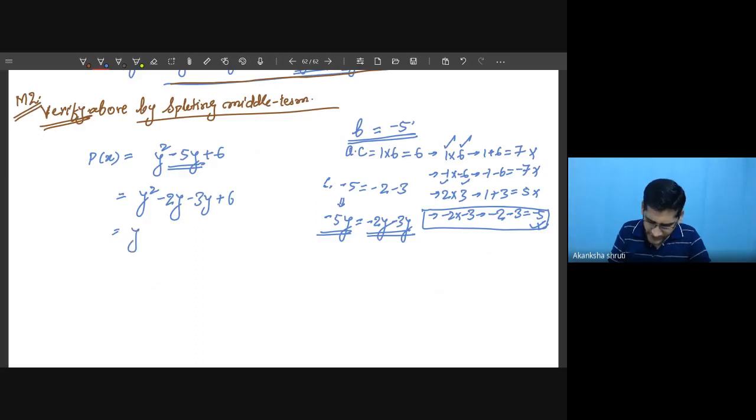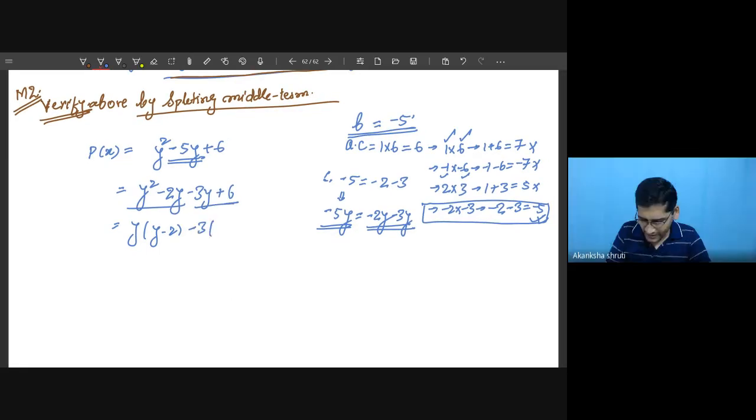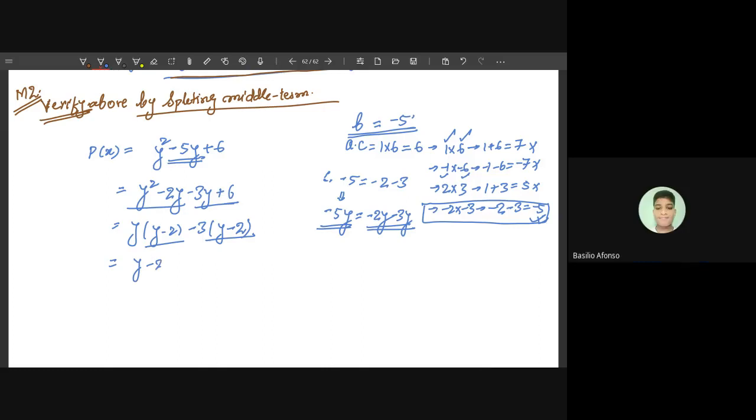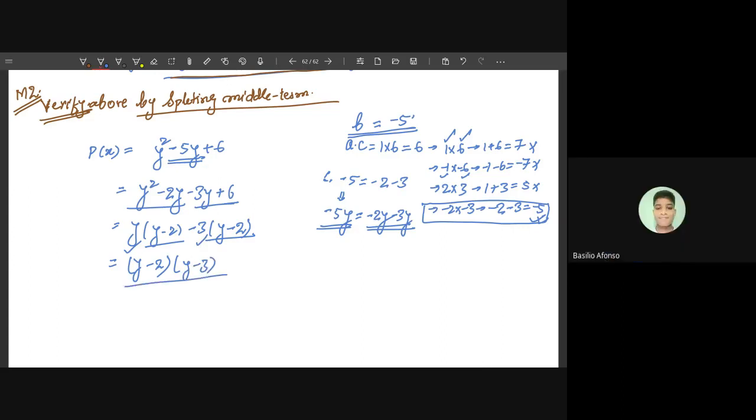Now take the common factor from the first two terms: y into (y minus 2). And from the next two, minus 3 is common, so minus 3 into (y minus 2), because the minus sign is taken out before the bracket, so the internal signs will be reversed. So it becomes minus 3y plus 6 equals minus 3 into (y minus 2), and only 2 will be left here. Okay, student, now this bracket (y minus 2) is common. What is left is y and minus 3. So (y minus 3) and (y minus 2). See, this is the answer.